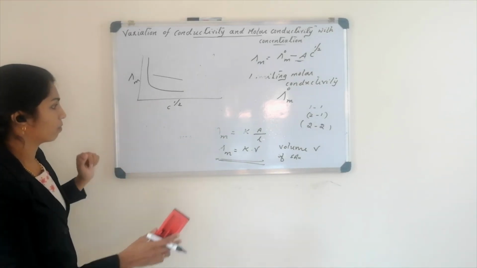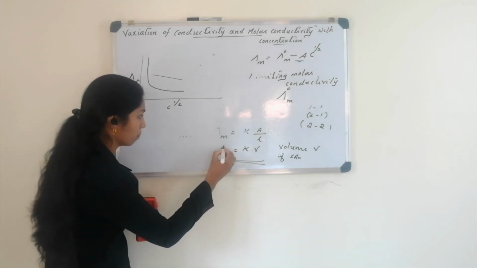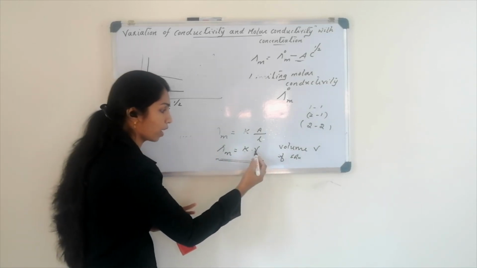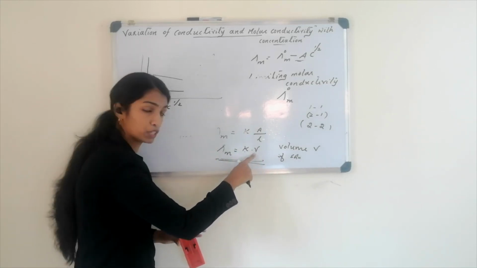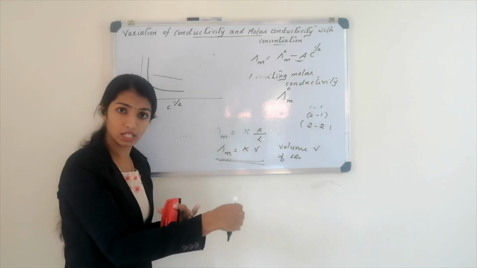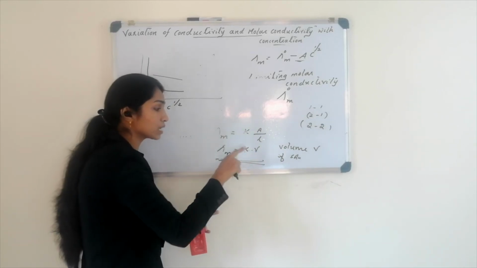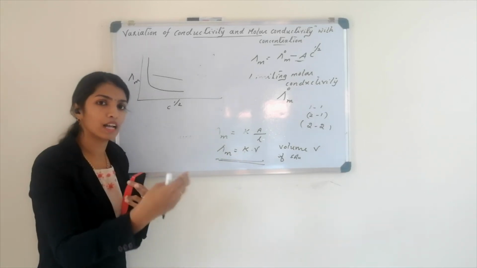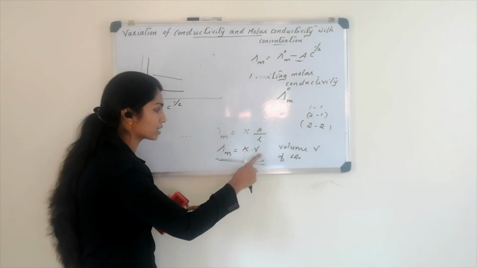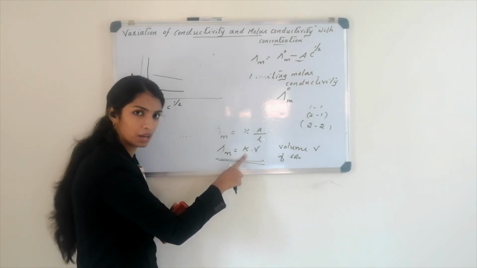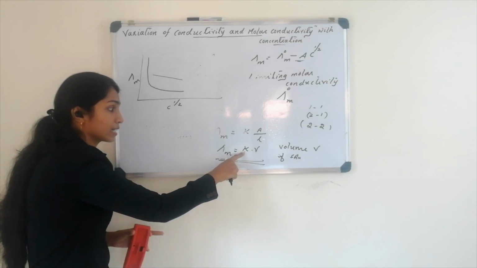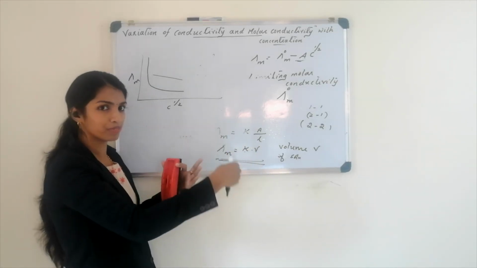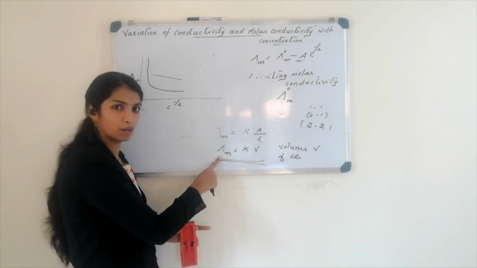Then one more important point is that here lambda m is equal to kappa into volume. If we increase the volume of the solution, what does that mean? Decreasing the concentration of the solution. If we decrease the concentration of the solution, the conductivity value also decreases, right? Conductivity value is directly proportional to concentration. But that decrease in the conductivity value will be compensated by the increase in volume. So the net result will be the increase in the molar conductivity value.